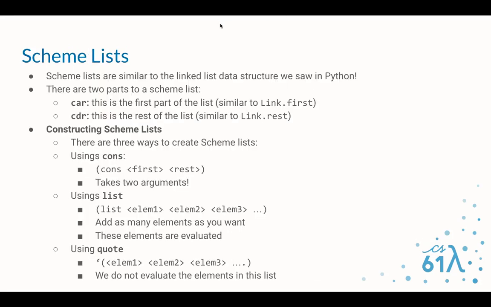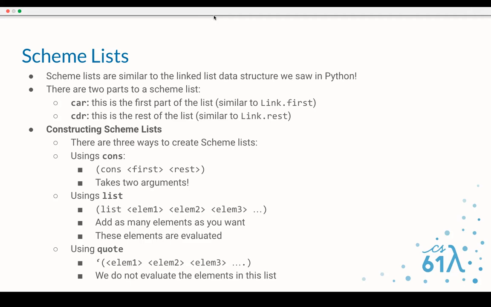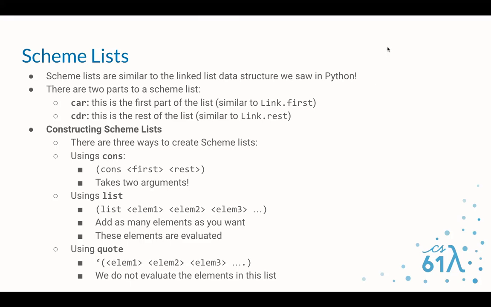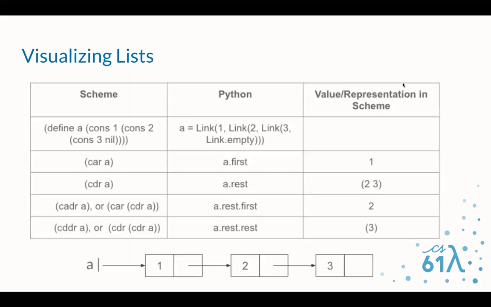So any final questions about how Scheme handles lists, as well as how you can construct them? And you'll see there's definitely a lot of creative things that you can do with recursion using Scheme lists. All right, if not, we can move on to the next portion.